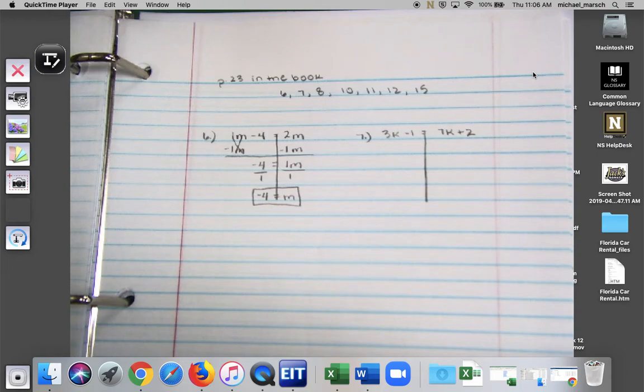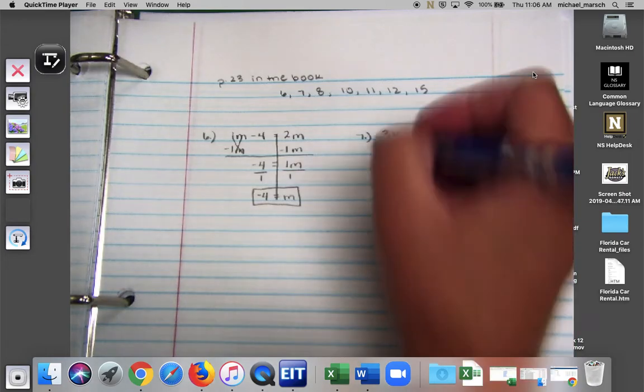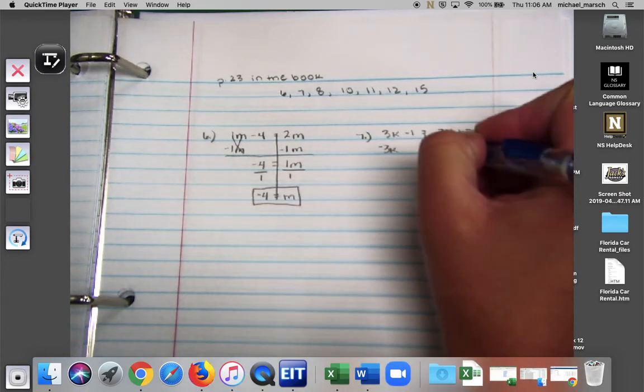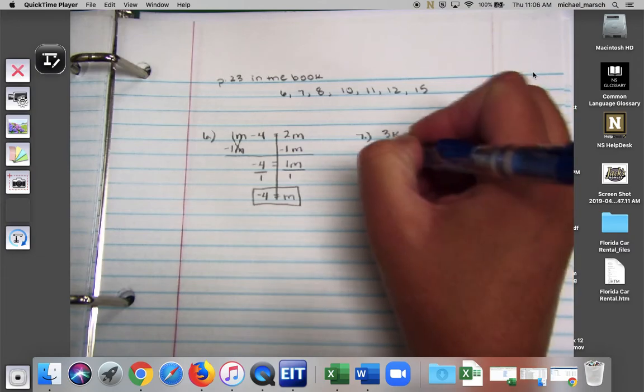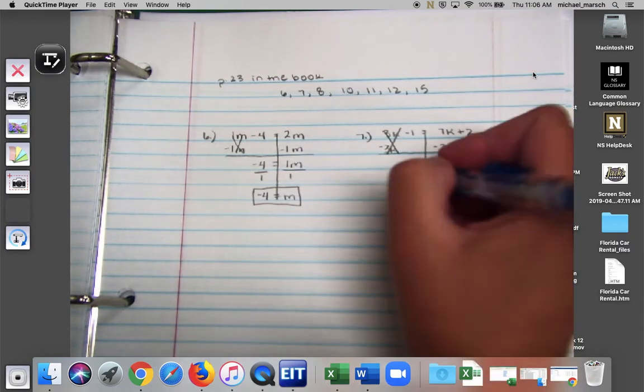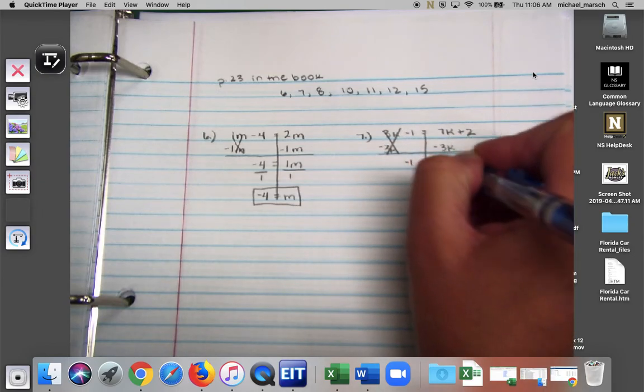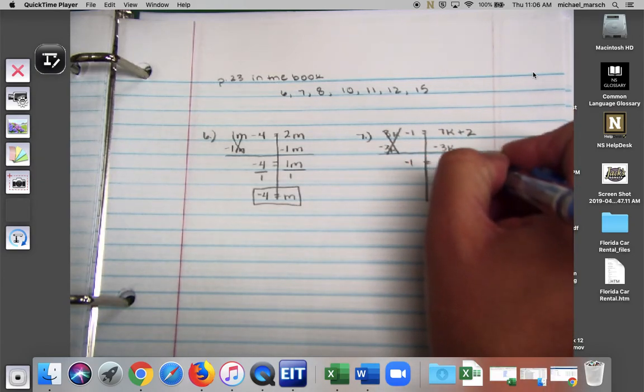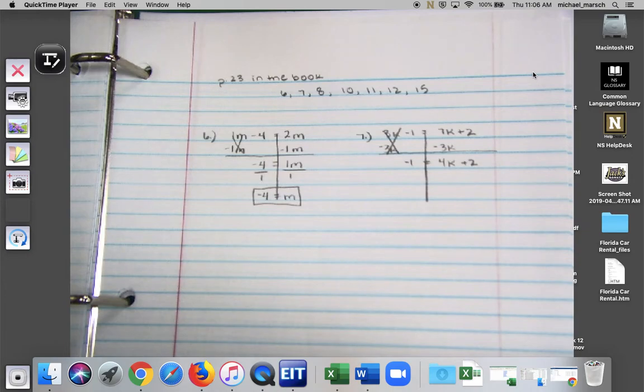What should I do next, Henry? Should I subtract 3k from both sides or subtract 7k from both sides? 3. Yeah. So then I have a positive 4 instead of a negative 4, right? Again, if you chose to subtract 7k, it's not wrong. It's just going to take a little bit more thought when you have a negative coefficient. So now I have negative 1 equals 4k plus 2. So I have my two-stepper.